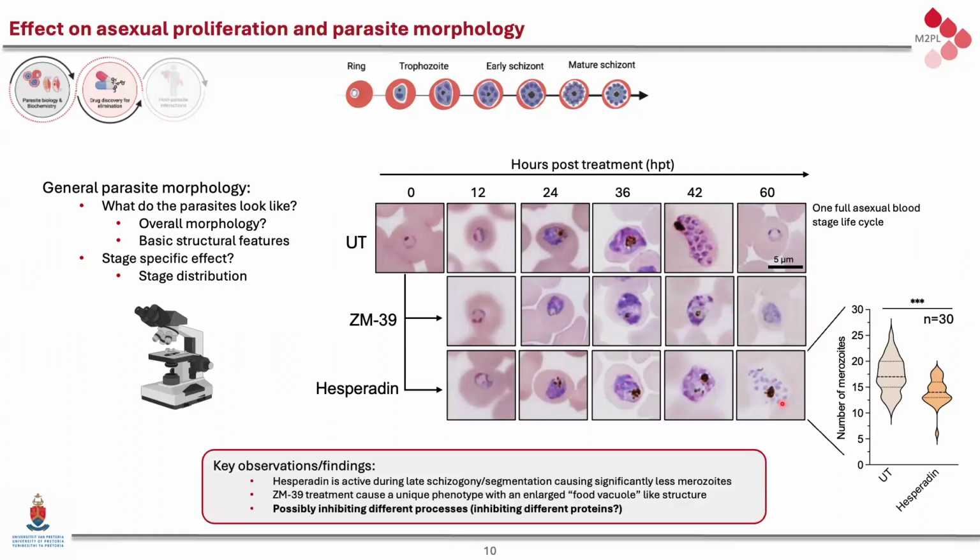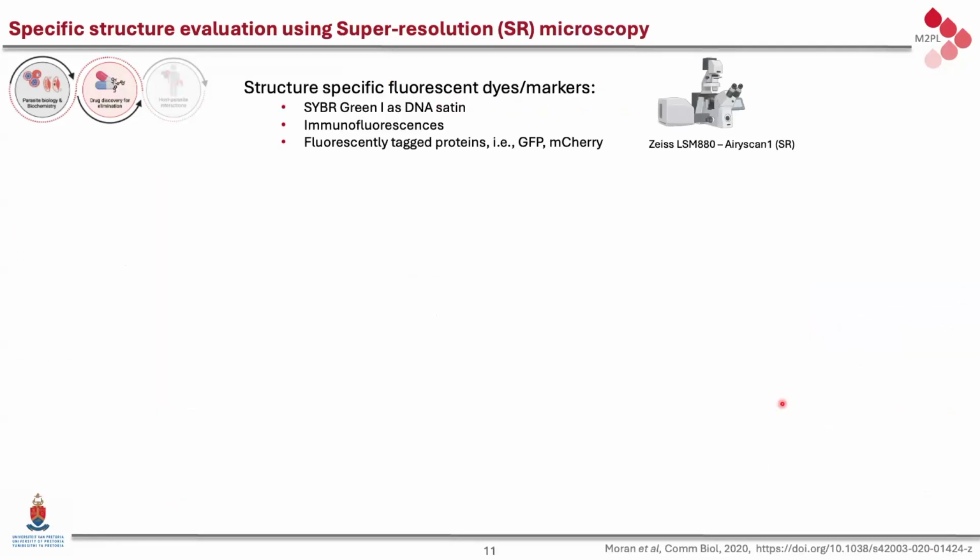So overall, it was quite interesting to see that two inhibitors, which should technically be inhibiting the same target or at least the same process, had different phenotypic effects within asexual proliferation of the parasite. So effects on general morphology are good to know, but to really understand the mode of action of inhibitors, specific cellular structures need to be evaluated to answer these specific questions. So using structure-specific markers, dyes, and antibodies can help one answer these questions.